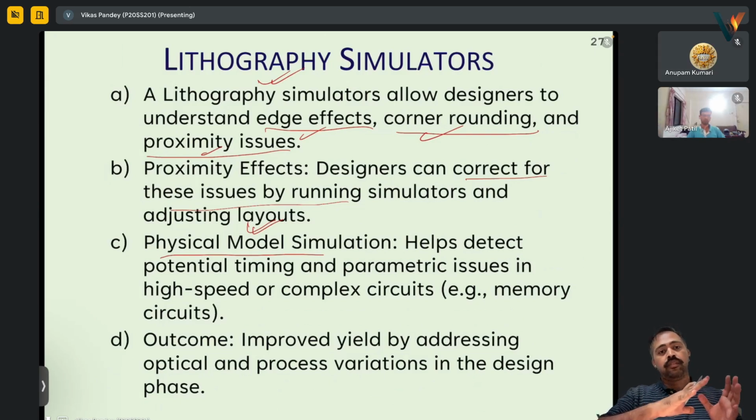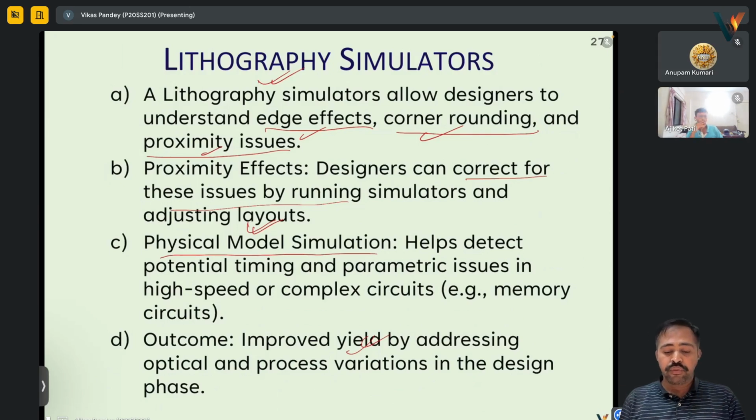So once these are done, we will check what the issues will be. So the design itself, what can be the issue? Once the design is made, what will be the effect of it in the circuit? It might be that the device is made perfectly, it looks perfect, but it will not work in real life. Like it will not carry current according to our need. So these things have to be done. That will improve the yield by addressing the optical and process variation in the design phase itself.